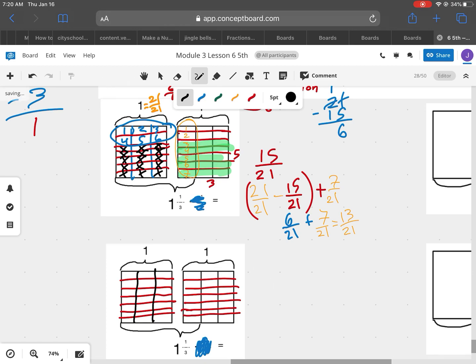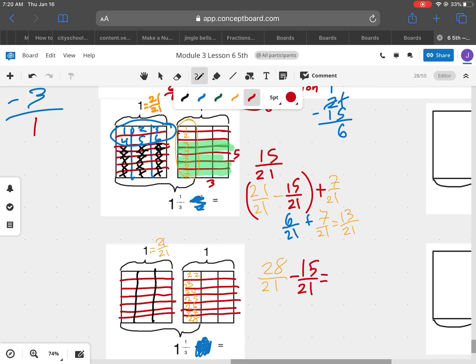All right, so we still have 21 21s. Hopefully you see that this is 21 21s. And now we have 22, 23, 24, 25, 26, 27, 28. So we have now 28 21s. And now we're going to subtract our 15 21s.